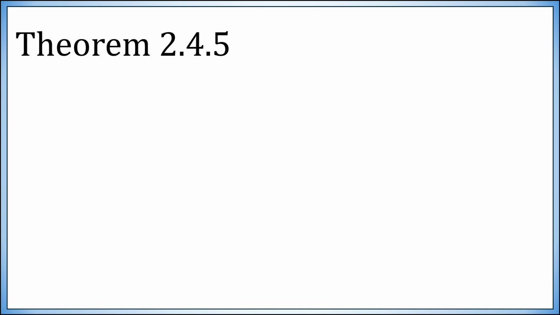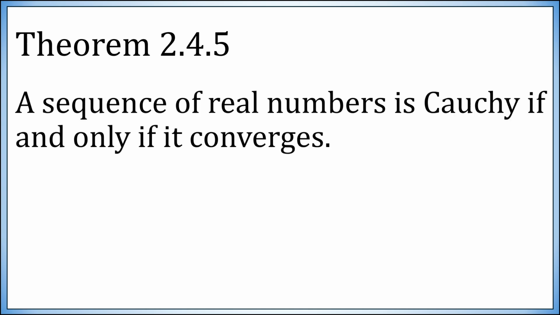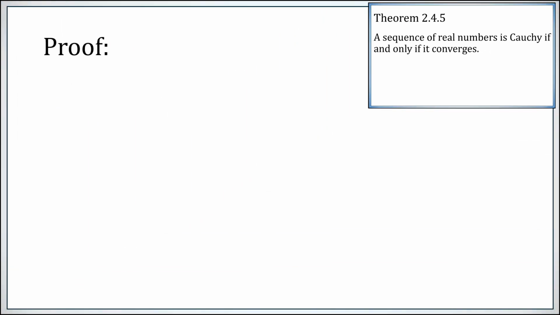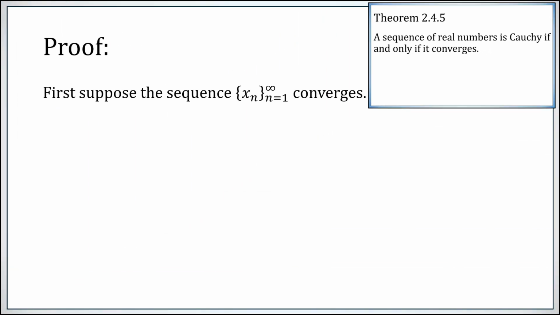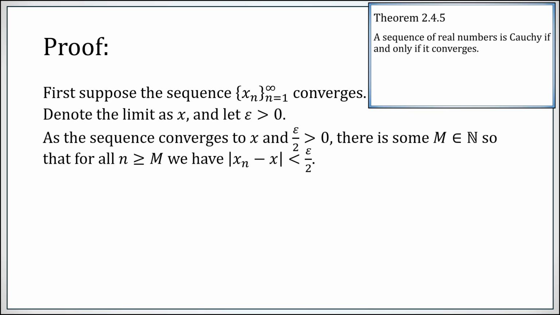Okay, theorem 2.4.5. This is the real point here. A sequence of real numbers is Cauchy if and only if it has a limit. So let's prove it. First, suppose the sequence converges. We will have to show that it is Cauchy. Denote the limit as x and let epsilon be positive.